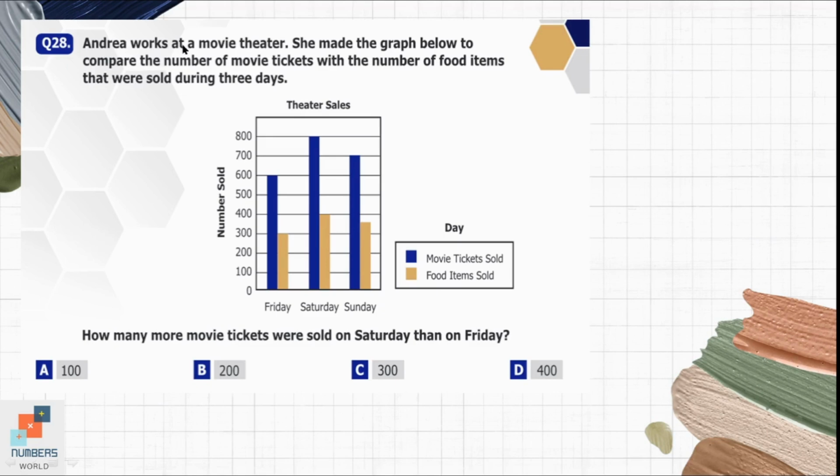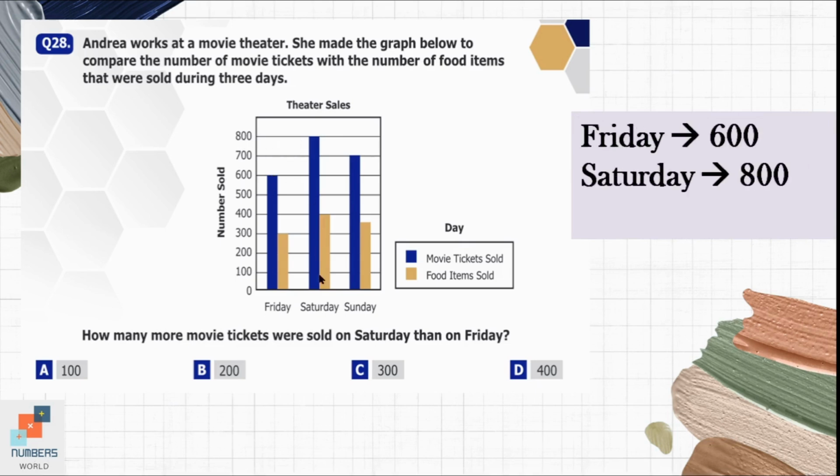Question number 28. Andrea works at a movie theater. She made the graph below to compare the number of movie tickets with the number of food items that were sold during 3 days. How many more movie tickets were sold on Saturday than on Friday? So the blue color is showing movie tickets sold and mustard is representing food items sold. As we are interested in how many more movie tickets were sold on Saturday than on Friday, we will follow the blue color. We can clearly see that 600 tickets were sold on Friday and 800 tickets were sold on Saturday. So we will calculate the difference between the numbers. 800 minus 600 is equal to 200. So option B is the correct one. 200 more tickets were sold on Saturday than on Friday.